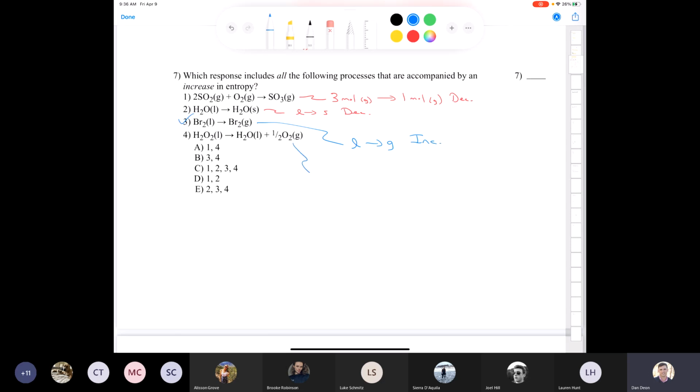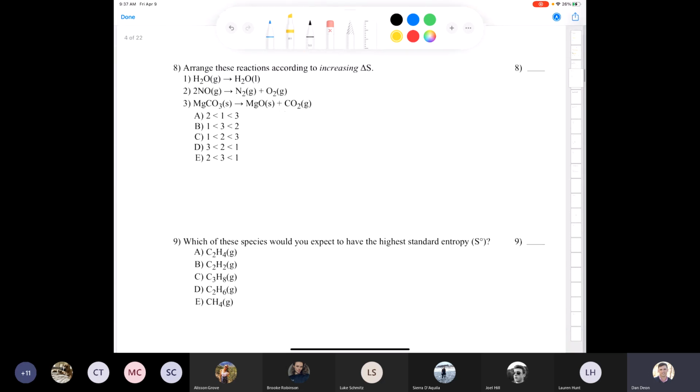And then in the last one, we're going from hydrogen peroxide in the liquid phase, and then we're producing 2 different molecules. One's a liquid and the other one's a gas. And so our entropy is certainly increasing. We're going from a liquid to a liquid and a gas, right? Not only do we have more particles, but one of them is a gas. And so the randomness or the disorder is increasing. So the answer is B. Numbers 3 and 4 represent increases in entropy in these reactions.